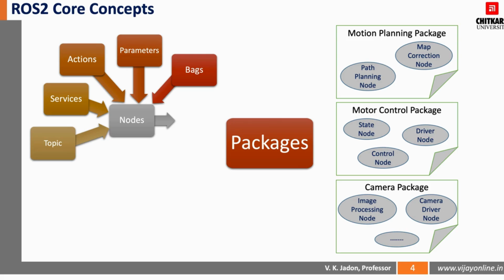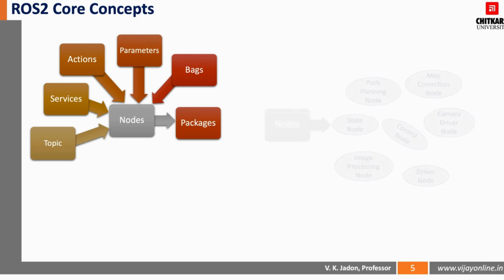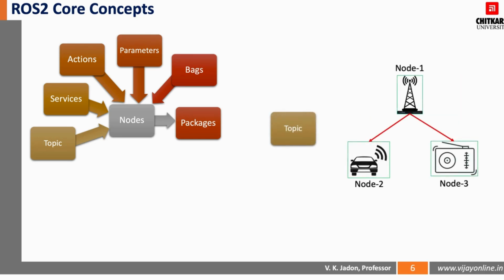Nodes are individual programs or components that perform a specific task. For example, in a package for motor control, you can create a node which is only calculating RPM. You can create a node which is only calculating PWM for controlling the speed of that motor. Or you can create a node just to start the motor, and you can create a node to stop the motor.